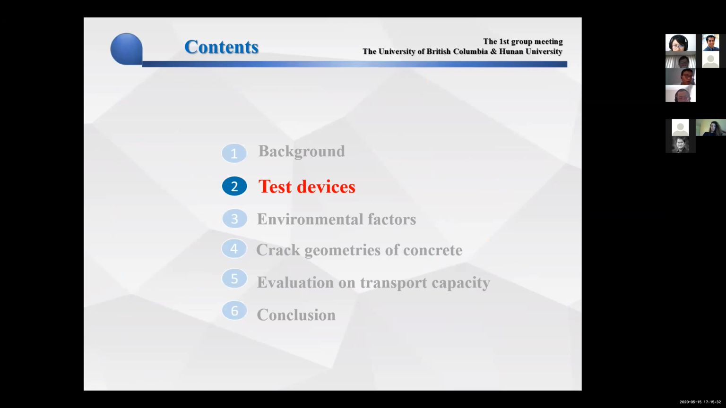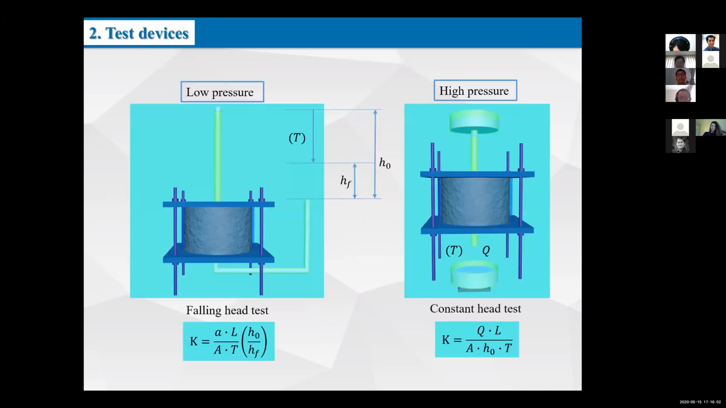Okay, before we talk about the second part, a necessary message should be sent. That is, there is not a standard evaluation method to characterize permeability of cracked concrete. Then there are many kinds of devices used to evaluate cracks transmissive capacity. And then about the test devices, it could be divided into 2 kinds of types. The first type is the falling head test with low pressure, and the constant head test with high pressure.